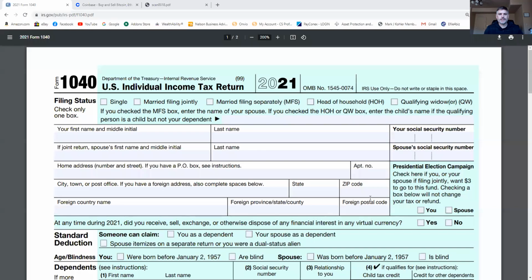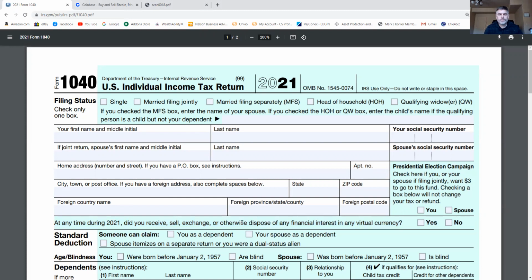One of the biggest things that's new for the 2021 tax return, I think it came in new last year for 2020, is this line right here, one of the first questions on the tax return. It says, at any time during 2021, did you receive, sell, exchange, or otherwise dispose of any financial interest in any virtual currency? And then we need to click yes or no.